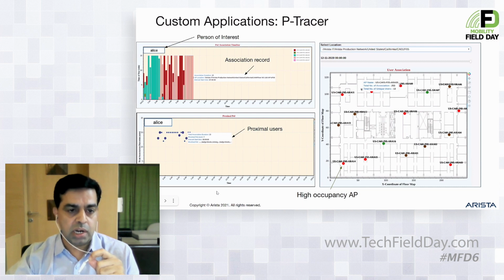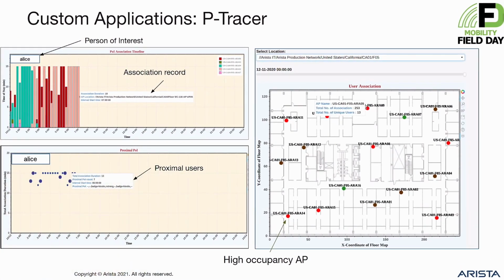And below that, you see a chart which shows the number of proximal users for this person of interest, which is essentially people who are around this particular user at different points of time. And we also highlight which users actually they were. So if you want to trace the contacts, you can basically use this information to narrow down the list of people who you need to target.